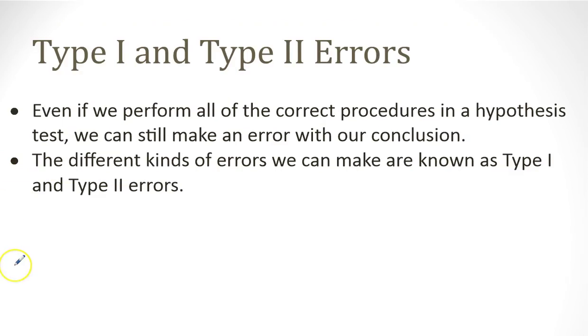All right, so we're going to now classify the types of errors we could make as type 1 and type 2 errors. Now, this is a little weird. What if I'm just really careful and I don't make any errors? Well, here's the thing. Even if you're a professional statistician, and you perform all the correct procedures in a hypothesis test, it's still possible we'll make an error with our conclusion. In other words, whatever conclusion we reach, we still have a chance of making an error, and we'll explain this. And we have two types. They're called type 1 and type 2.